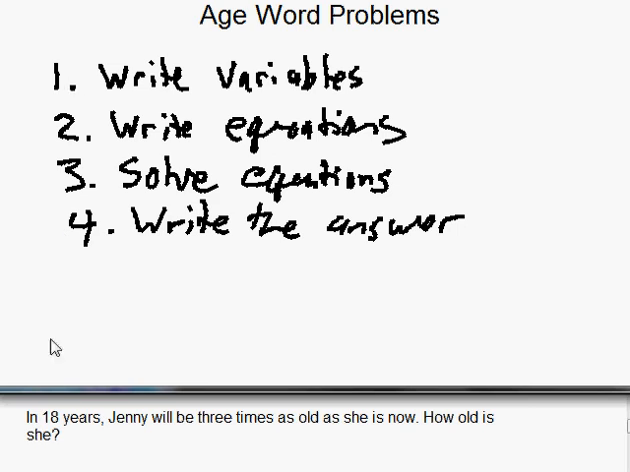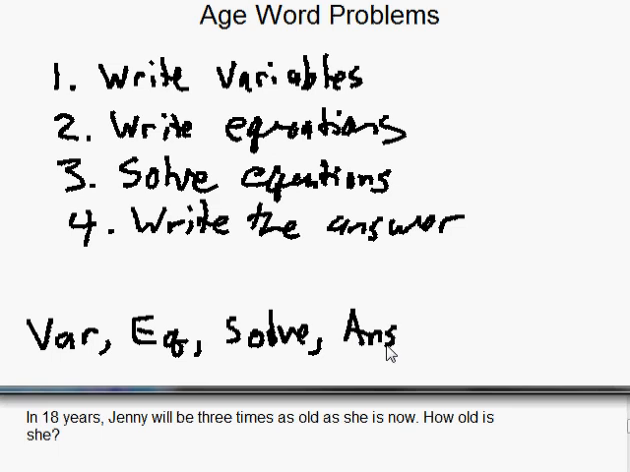Okay, so there's 4 steps, and let me just summarize them down here. You write the variables, you write the equations, then you solve, and then you provide the answer. So what does that spell? V-E-S-A. Visa. So you can just remember that, visa.